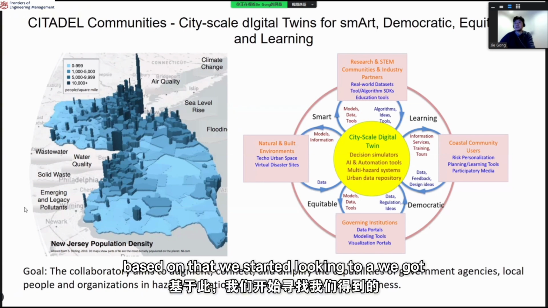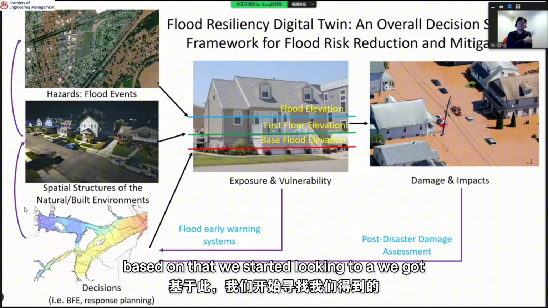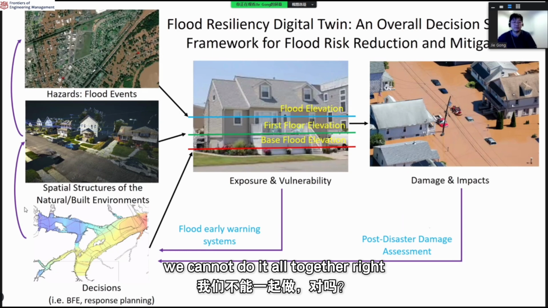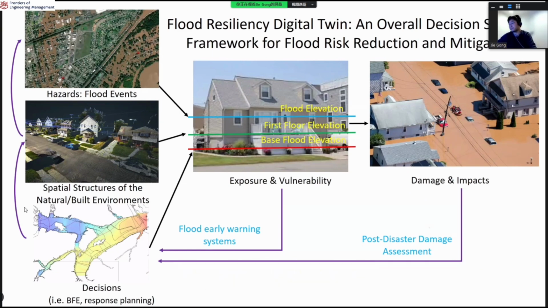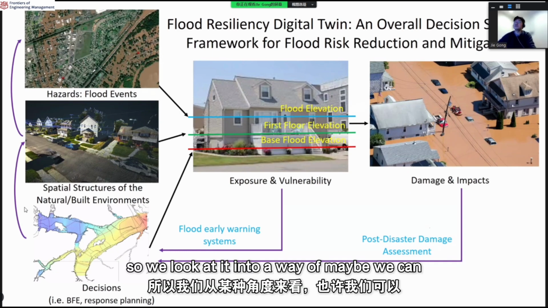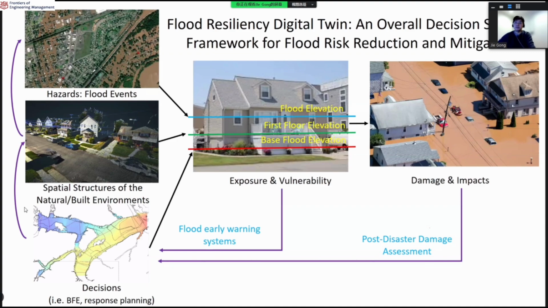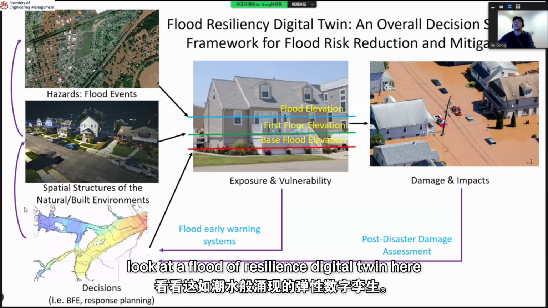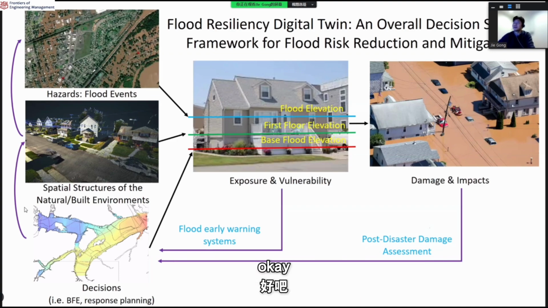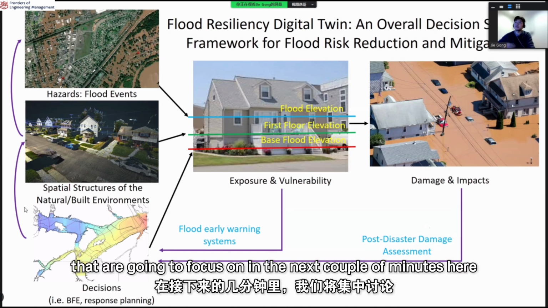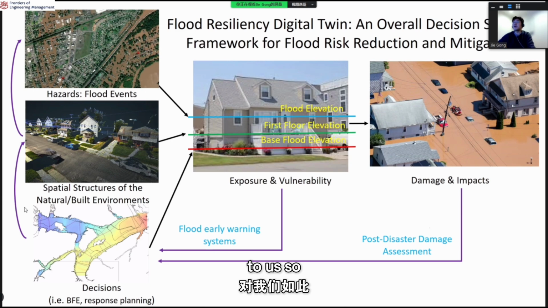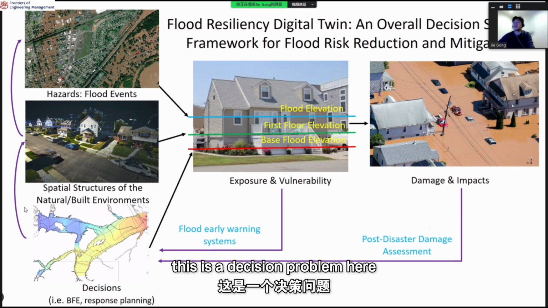So based on that, we started looking at it. We cannot do it all together, right? It's a super large scope. So we look into a way of maybe looking at a flood resilience digital twin here. Okay, so this shows you some of the things I'm going to focus on in the next couple of minutes here. So to us, this is a decision problem here.